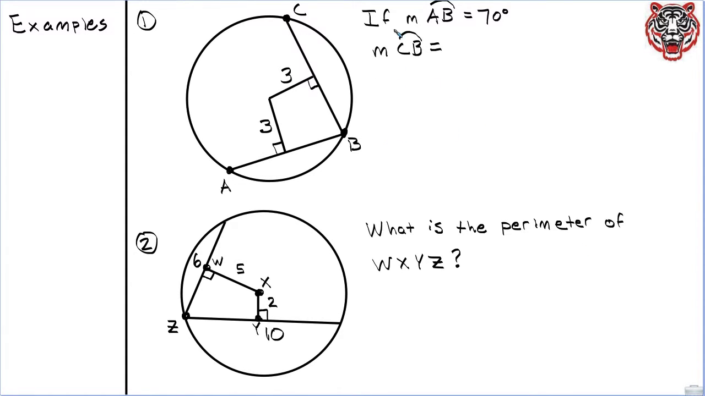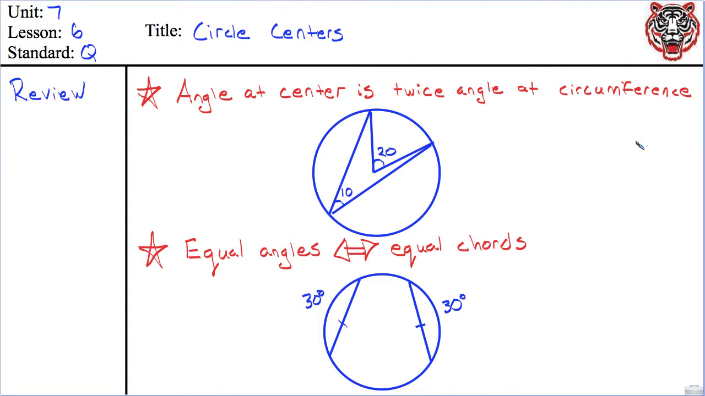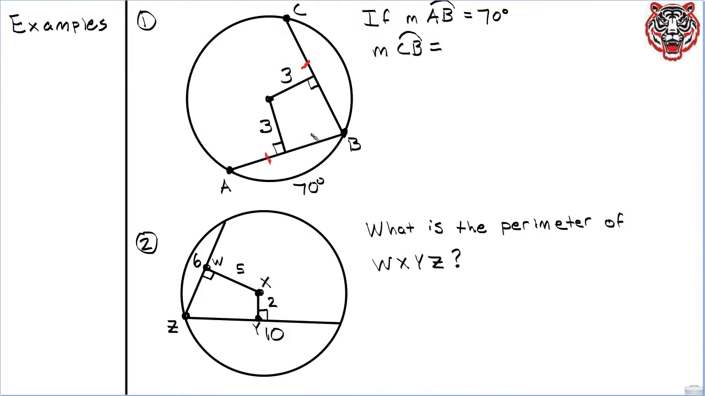So in example 1, I'm saying that the measure of arc AB is 70 degrees. Then what is the measure of CB? Well, I know that these two chords are equidistant from the center. This was the center. Therefore, these two chords must be the same. So I can say in red that this chord must be congruent to this entire chord. And because of that, I can use the theorem from yesterday, that equal chords means I have equal angles, and therefore this angle must also be 70 degrees.